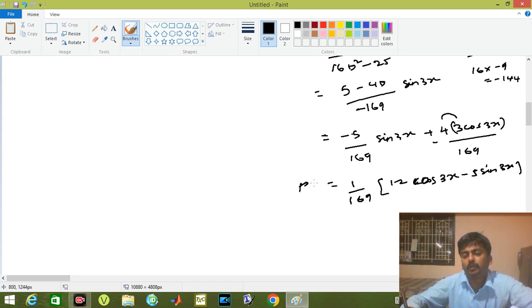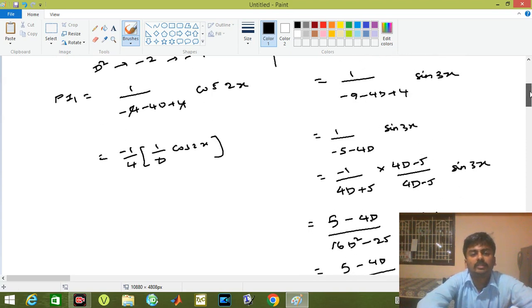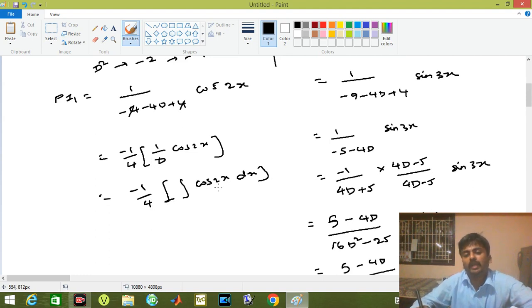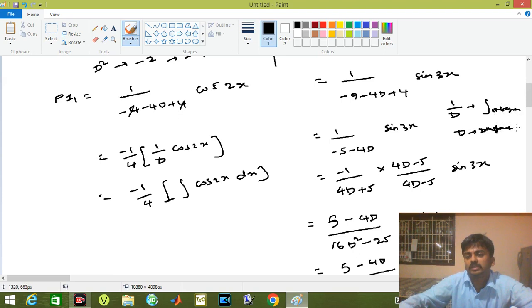This is your PI2. Whereas your PI1 is minus 1 by 4 into integration of cos 2x. Okay, 1 by d means integration. You have to remember this. 1 by d means integration. D means differentiation. Okay, you have to remember this all the time.